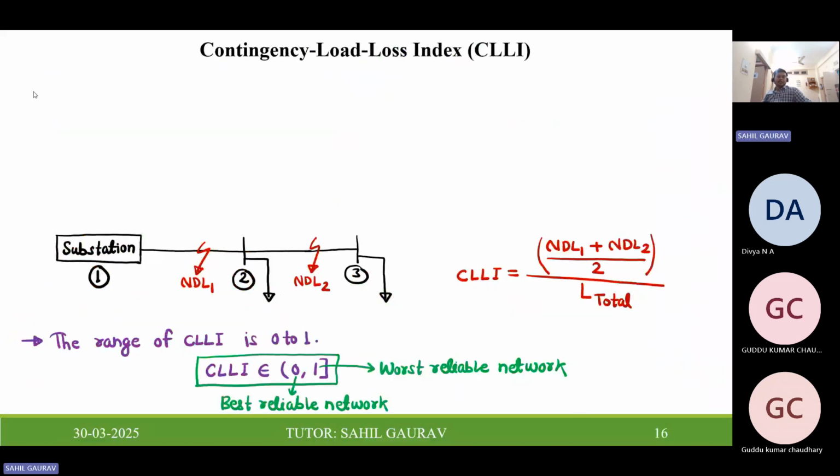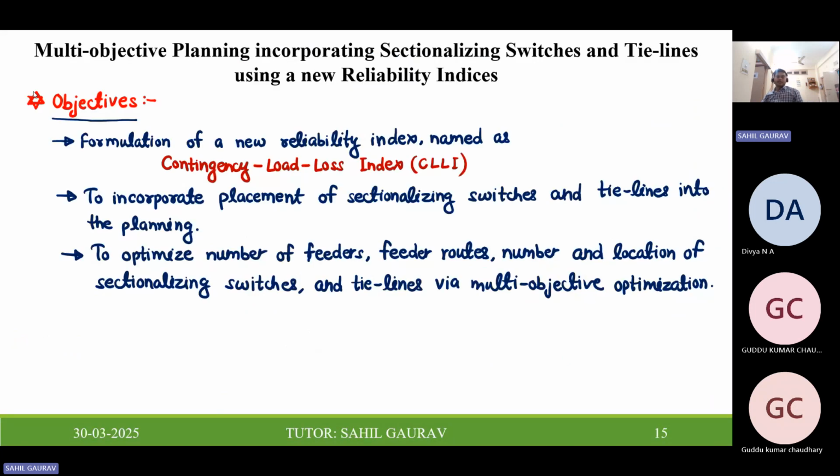Multi-objective planning incorporating sectionalizing switches and tie line switches using a new reliability index. The objective is to formulate a new reliability index that we call the contingency load loss index. And here the objective is to incorporate placement of sectionalizing switches and tie line switches into the planning, and to optimize the number of feeder routes, and the number and location of sectionalizing switches and tie-line switches, while doing multi-objective optimization.